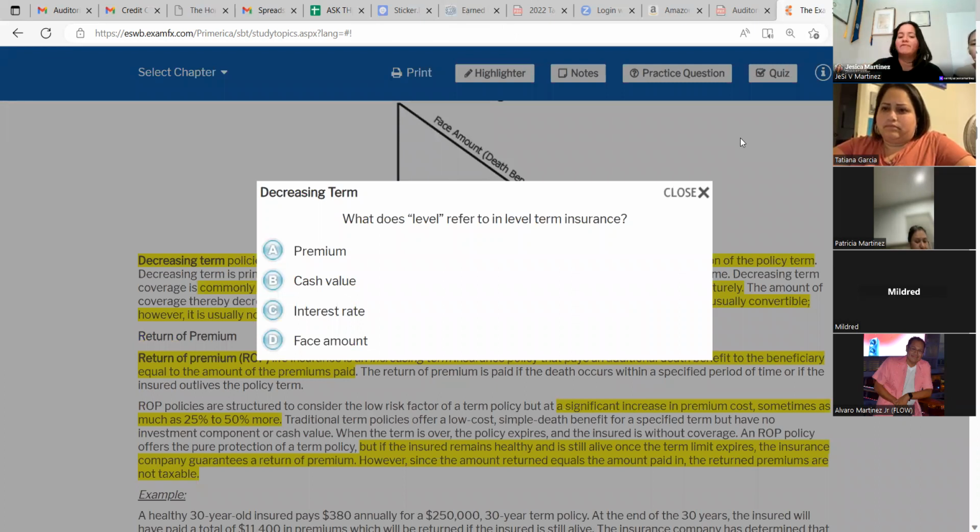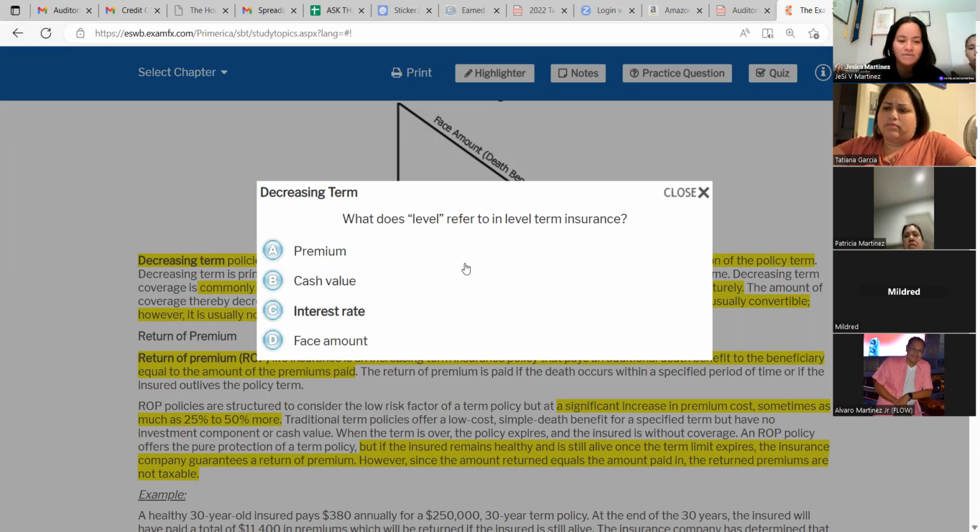Okay. What does level refer to in level term insurance? Is that the premium, the cash value, the interest rate, or the face amount? So automatically, what's the one that you can eliminate right off the bat? Cash value, because it's term insurance, correct. You can take it right off. So what does level refer to in level term insurance? Face amount. And we just saw it in the annually renewable term, right? It was level during which part of the graph? It was level on the death benefit, and it was level also on the premium.